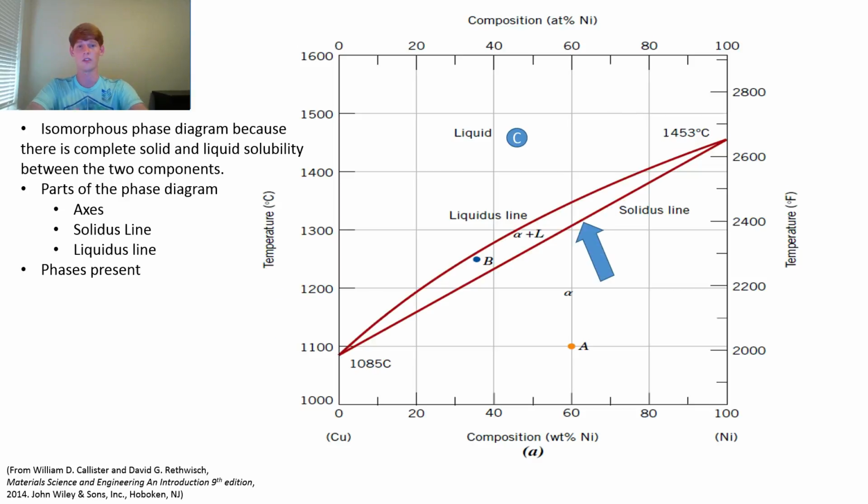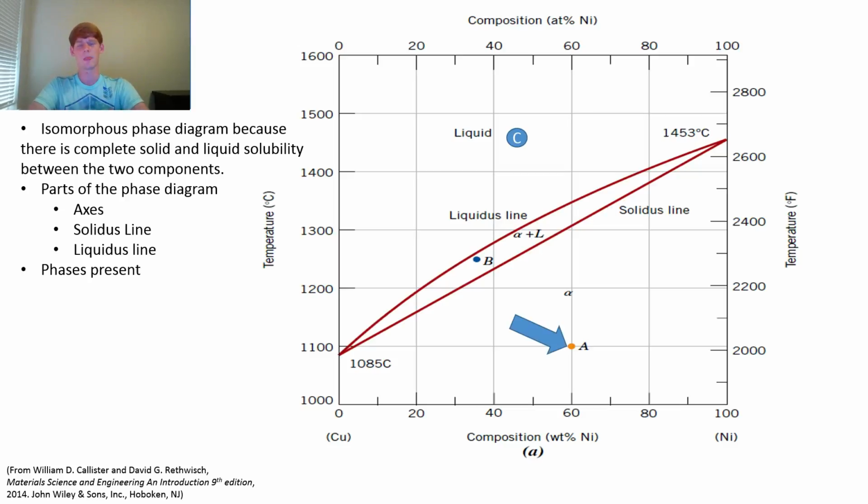This is the solidus line, and this is where the alpha phase, which is the solid composition or the solid alloy between nickel and copper, the solid phase, will begin melting at the solidus line, and it will complete melting at the liquidus line.